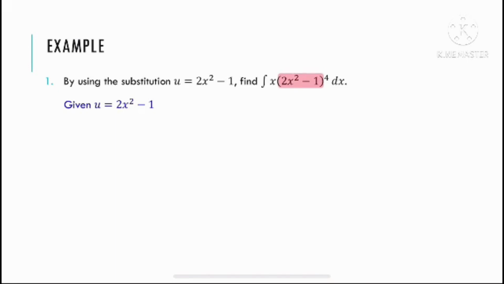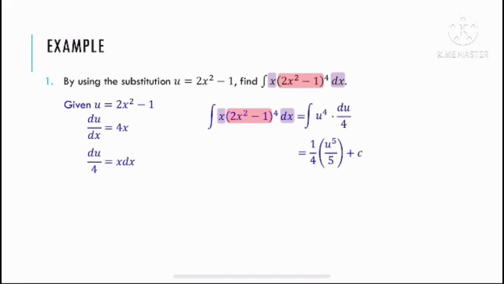After that, we differentiate it with respect to x. Then write it as du over 4 equals x dx, because we want to express x dx in terms of u as well. Now we can express the integral in terms of u, where (2x squared minus 1) to the power 4 changes to u to the power 4, and x dx changes to du over 4. Then integrate, where we rewrite the constant 1 over 4 and integrate u to the power 4, where it becomes u to the power 5 over 5 plus c. After that, change u back to 2x squared minus 1 and simplify the answer.